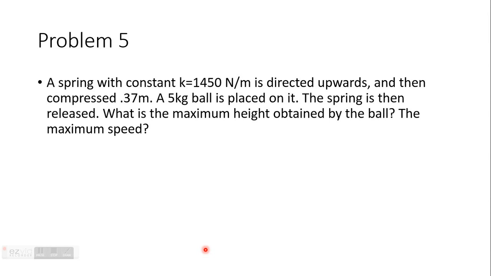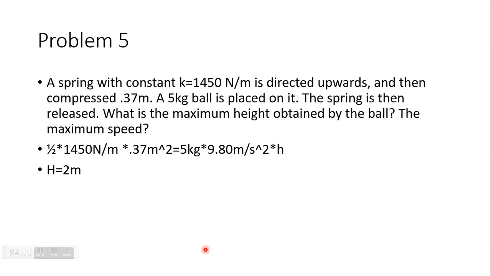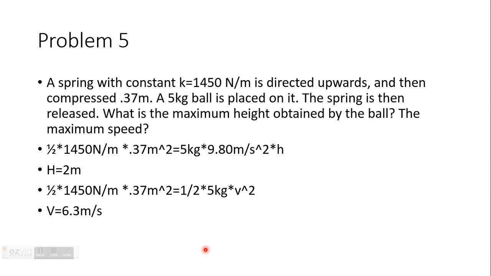So for the maximum height, we'd say that all the energy has been converted from spring to kinetic and back into potential energy, except now it's gravitational potential energy. And so we'd set spring potential energy equal to gravitational potential energy and solve for the height, and we'd get 2 meters. And then for the maximum speed, we'd say that all the spring potential energy has been converted into kinetic energy, and so we'd set spring equal to kinetic, solving for V, and we would get that V is about 6.3 meters per second.